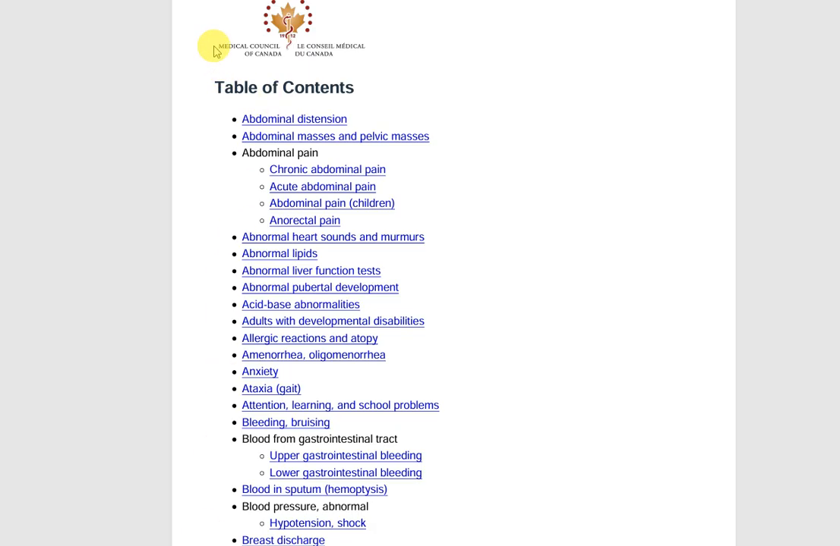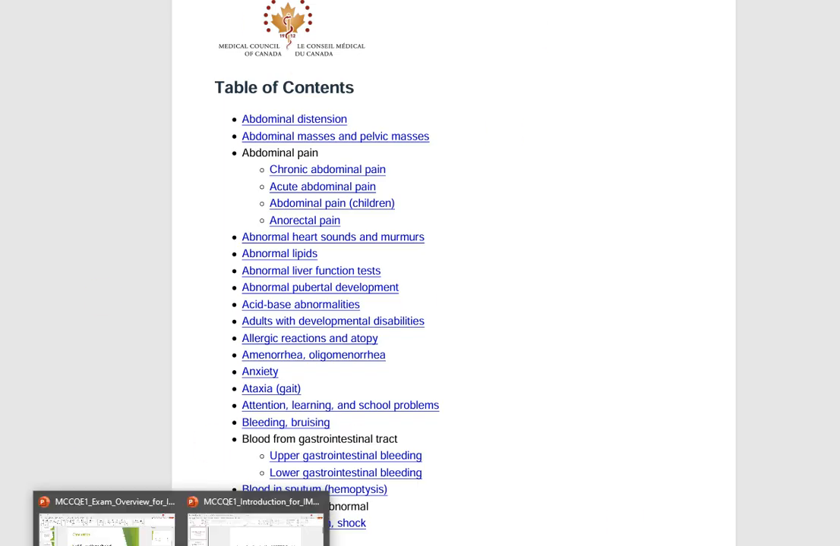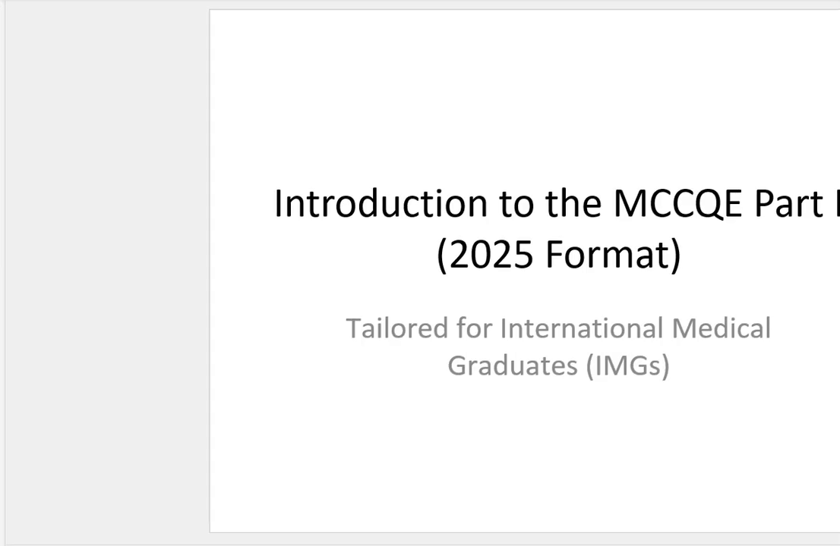This is what I have told you about the Medical Council of Canada. They have this table of contents available. These are basically the MCC objectives, like they are going to ask you about acute abdominal pain. So there are various differentials that come to your mind while you are thinking along the lines of acute abdominal pain, or abnormal heart sound. These are given in alphabetical order, and these are various MCC exam objectives that are available on their official website. Now I'm going to discuss something more about this.